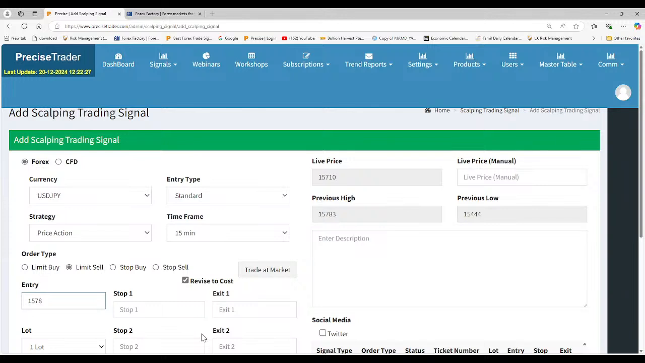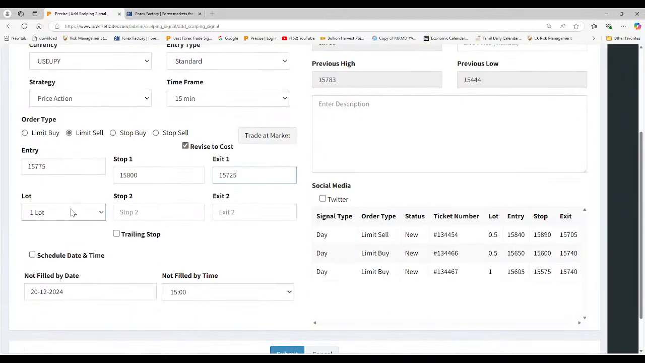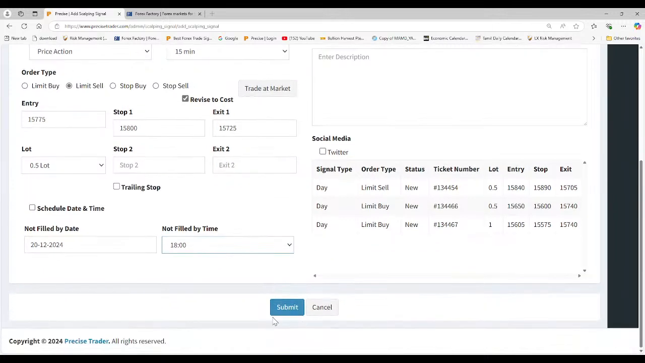The high was 90, so we'll try to sell at 75 and 15800 and 15725, and this is also, we'll go for half lot because the reason being is it may break the high, or that high might be the high. So this one, I think we have to wait for some more signals for this thing to happen.